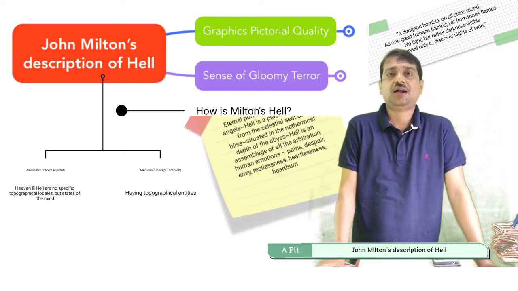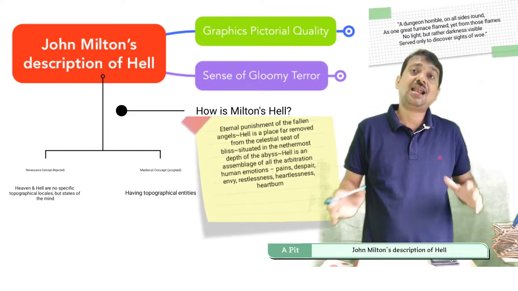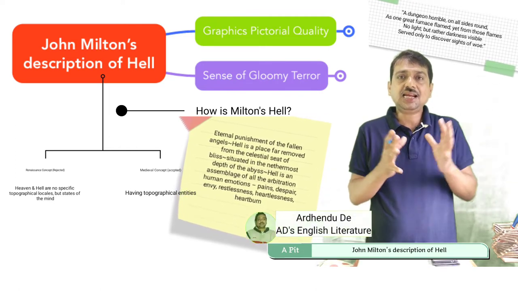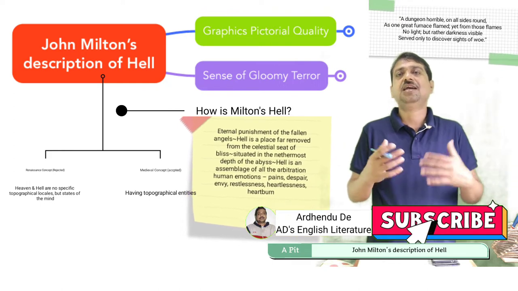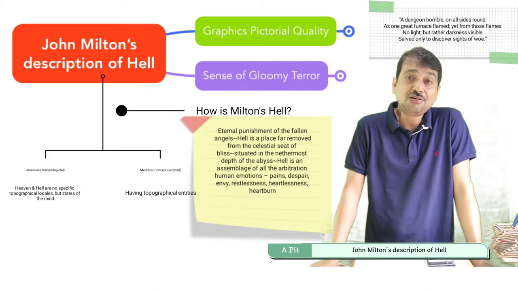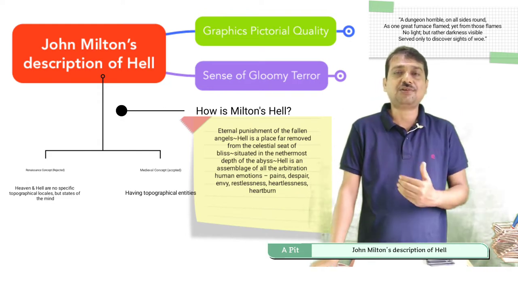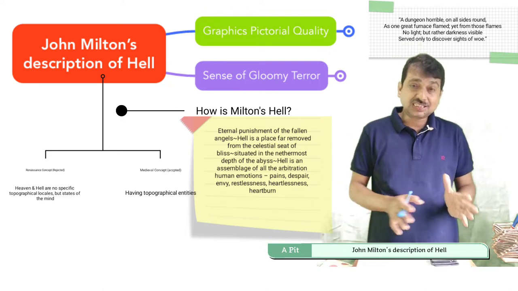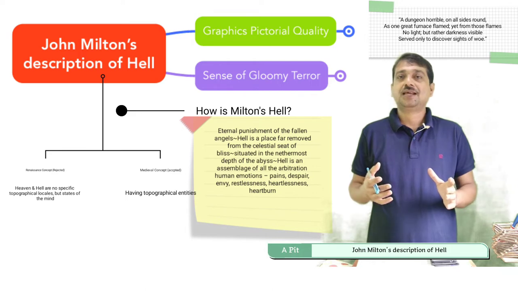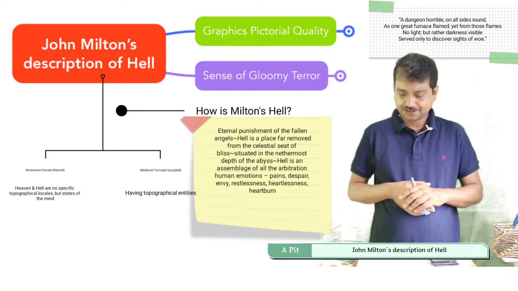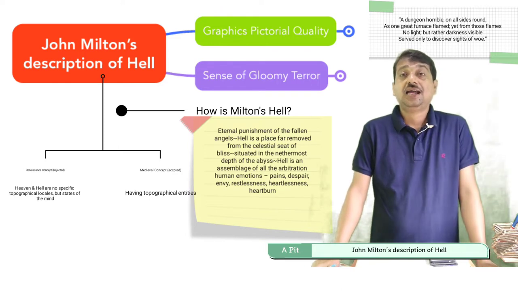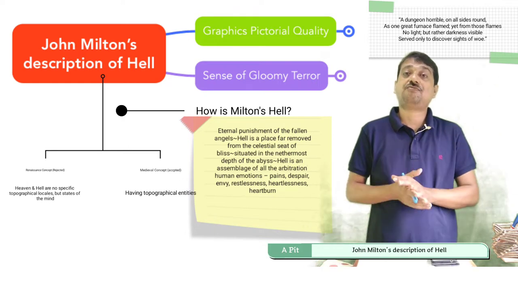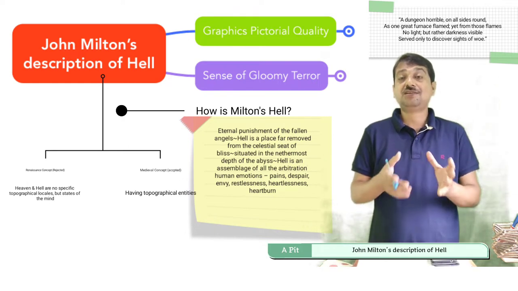Though Milton was aware of the Renaissance concept that heaven and hell are not specific topographical locales but states of mind itself, he clings to the medieval concept of hell as having topographical entities. Milton presents hell as a place designed for the eternal punishment of the fallen angels. Hell is a place far removed from the celestial seat of bliss. It is situated in the nethermost depth of the abyss, and it takes 9 days and nights to fall into this dreadful pit from heaven.